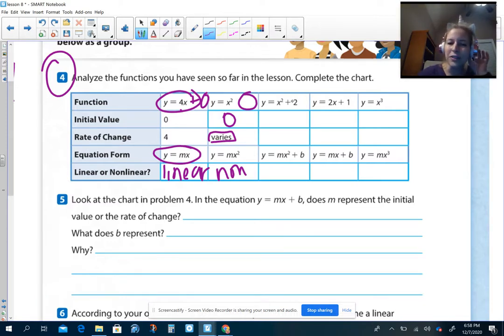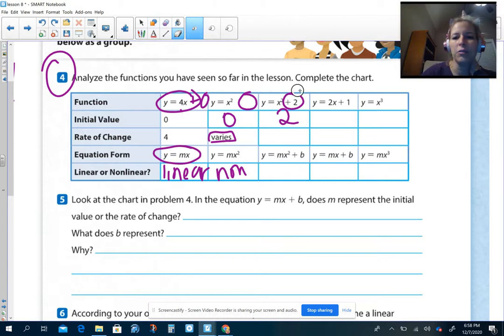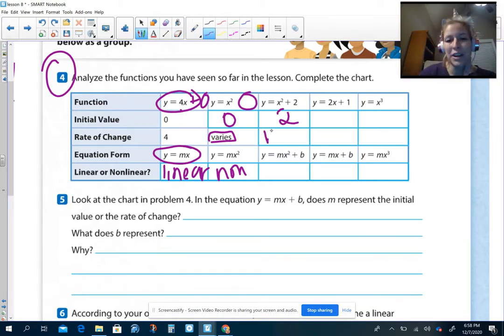Okay, let's look at the next one. What's my initial value? Your initial value is 2 because it's by itself. And do I have a constant rate of change? Nope, this rate of change is going to vary. So if you got varies, good job. Is this linear? Nope, it is non-linear.